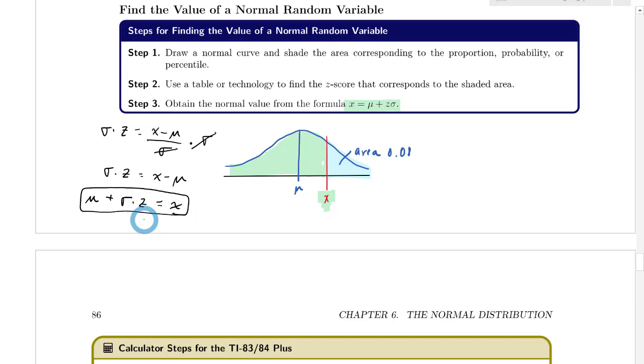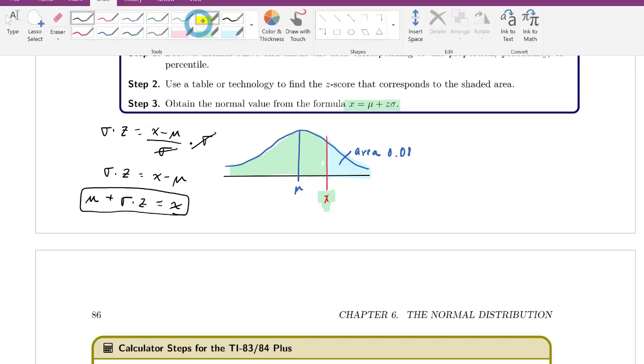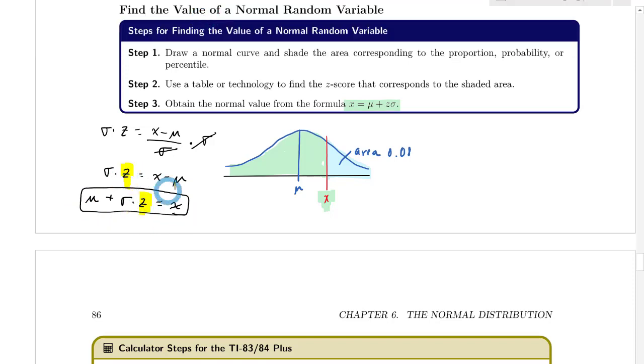The only problem is that we need to find the z. If we had the z and the mean and the standard deviation, we could find this x value just by using the simple arithmetic formula. Remember how we went before? They gave us the x, then we found the z, and then we used the calculator to find the area. Now we're given the area, then get the z, then plug and chug into here to get the x.